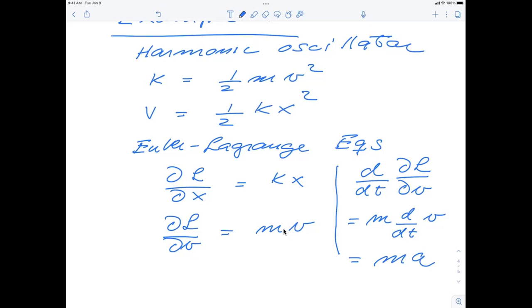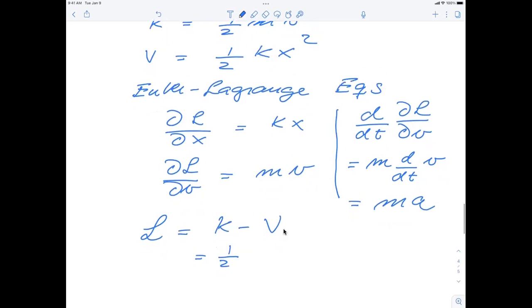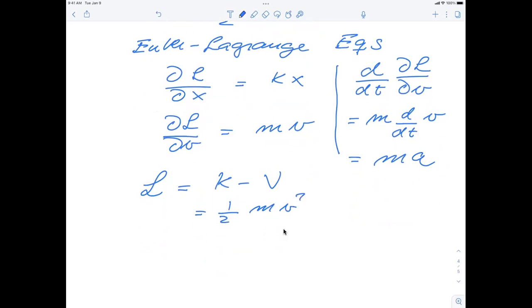So these are the equations which we have. And now we have to remember that the Lagrangian is actually k minus v. So it means that when I look at the derivative with respect to x, this is actually equal to 1/2 m v squared minus 1/2 k x squared. So what you see now is that I have actually forgotten the minus in front of the potential energy. So that means that you have to put a minus in front here.